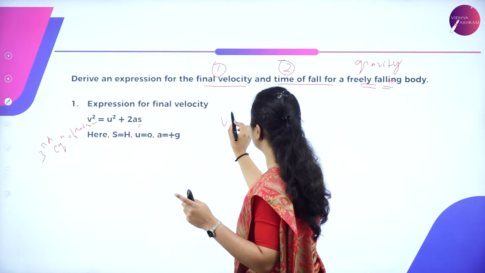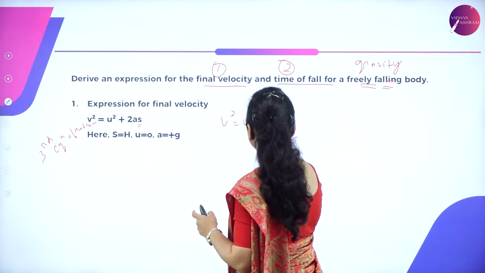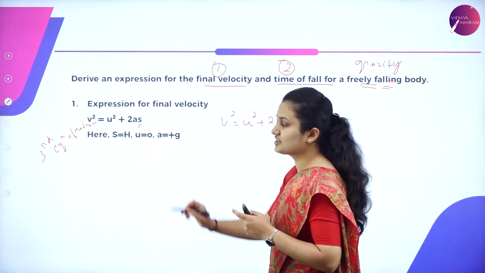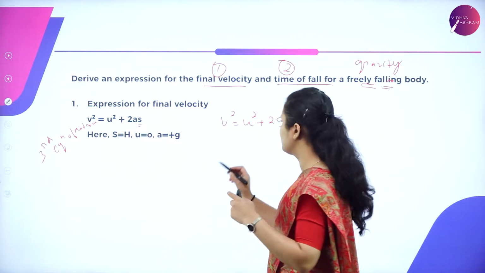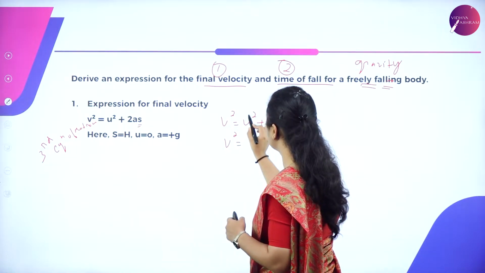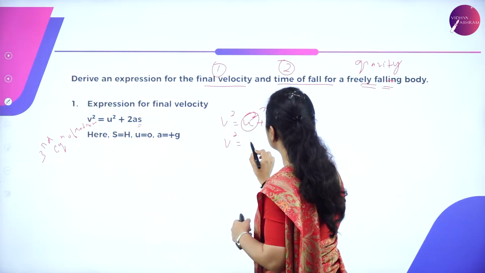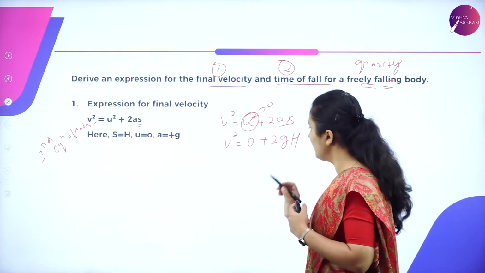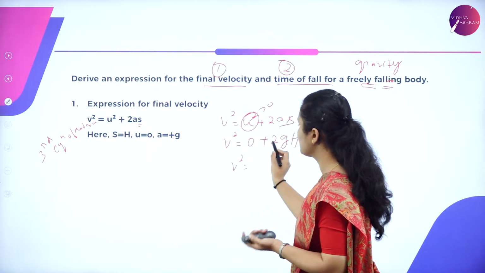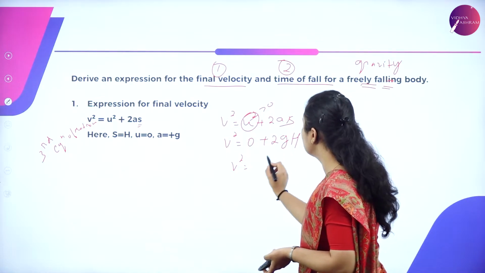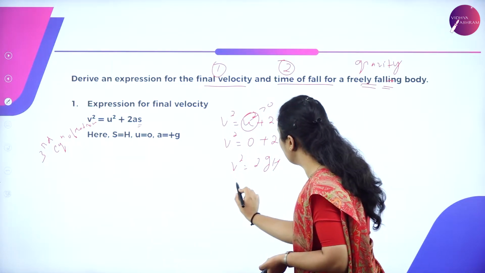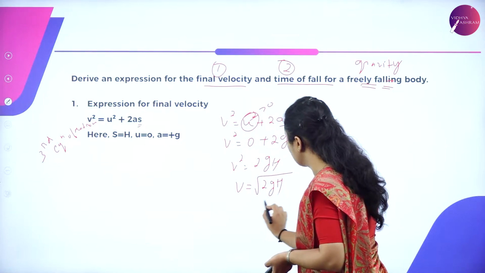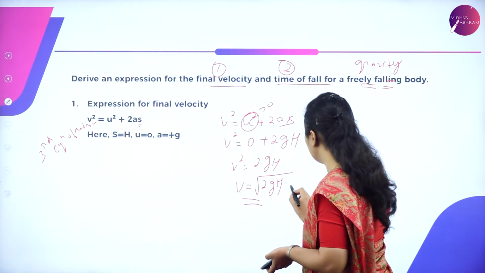So you have the equation v square is equal to u square plus 2as. Here S is replaced by h, a is replaced by plus g. So v square is equal to u square, and u is nothing but 0, so 0 plus 2gh. 0 plus 2gh is 2gh. Take the square root to the RHS, so you'll get v is equal to square root of 2gh. So this is the final velocity equation.